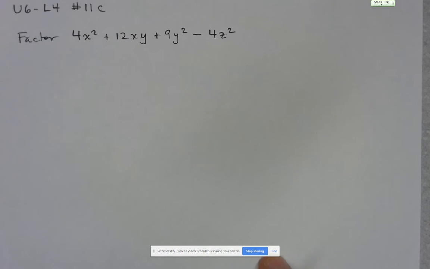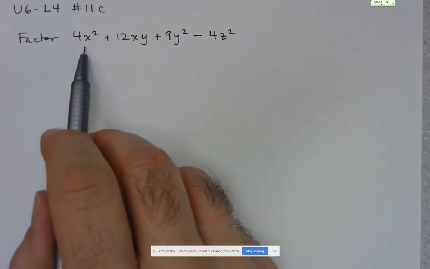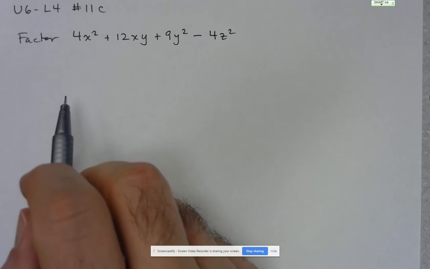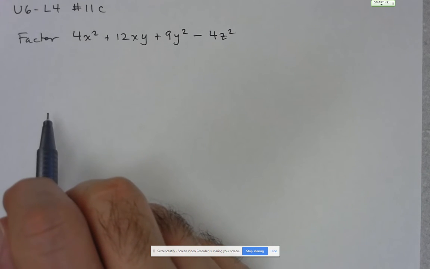Hi folks, we're going to solve here 11C from the Unit 6 Lesson 4 worksheet. So they're asking us to factor this expression. The first thing I notice is that there's 4 terms here. So I should be thinking about grouping some terms together.